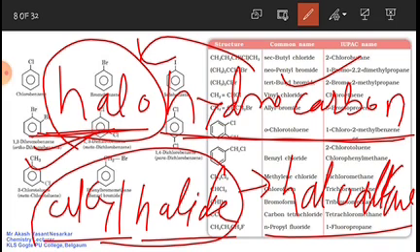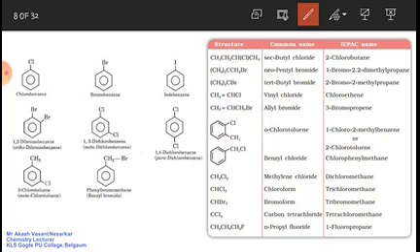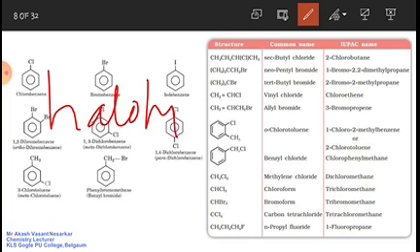Okay, simple, it is hydrocarbon and the halo group you have to name. Fine. So this is very important. Remember in IUPAC nomenclature you have to name like halohydrocarbon.